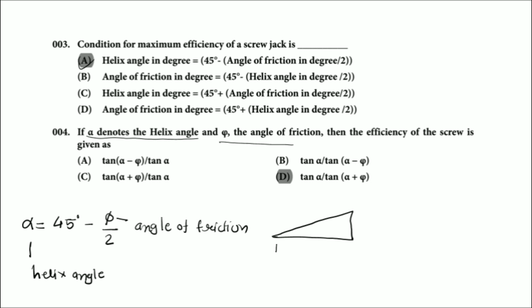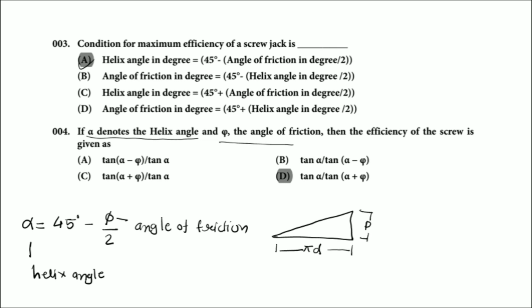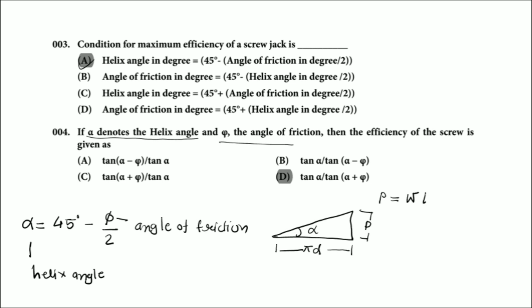Length of the thread, that is pi d in terms of a mean diameter, and here it is the pitch p, and alpha, that is a helix angle. Now you should also know the raising load, that is P is equals to W tan (alpha plus phi). This equation you should know, right?